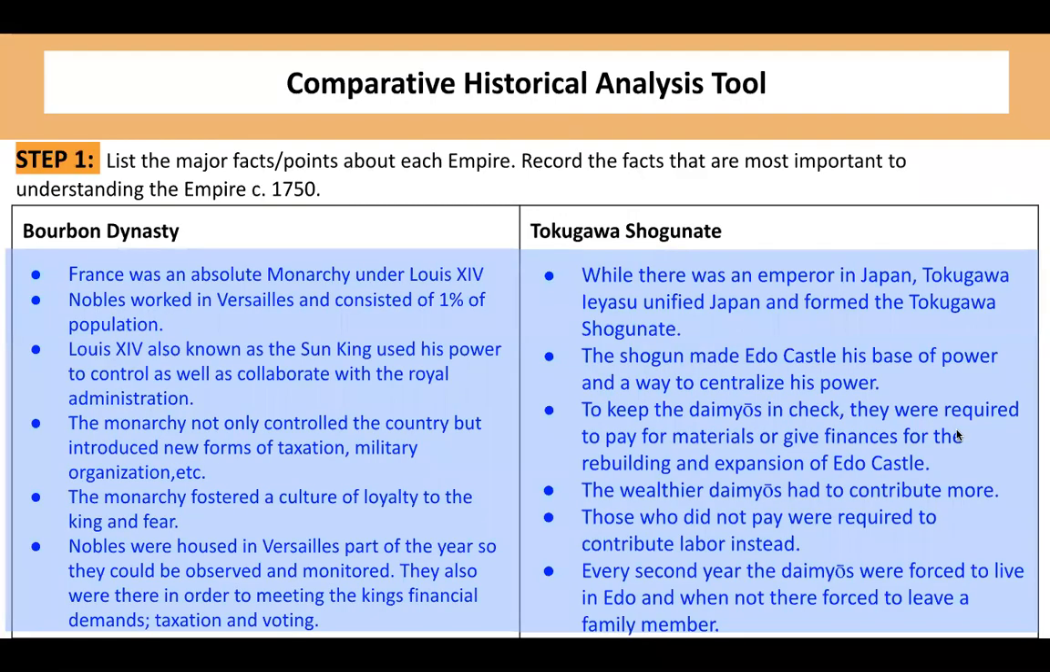So the first thing we had done in step 1 was put together all the evidence that we knew about the Bourbon Dynasty and the Tokugawa Shogunate, which were our case studies for empires. And we had looked at some documents, but we also added in some information from prior knowledge. So things that we knew about world history and about these empires.